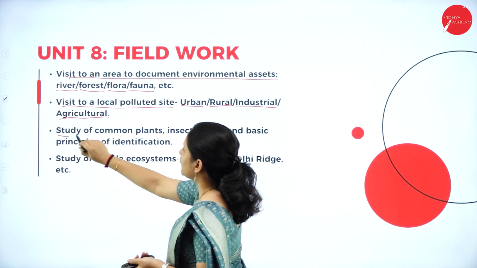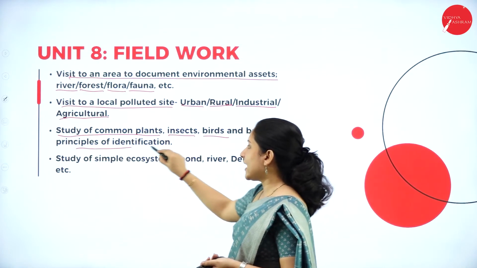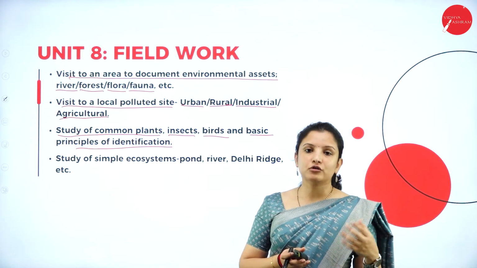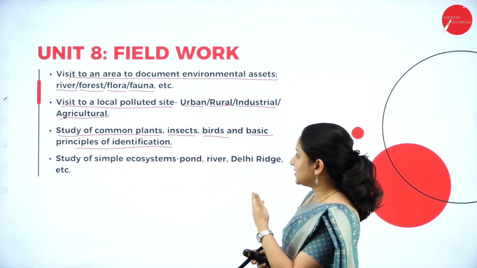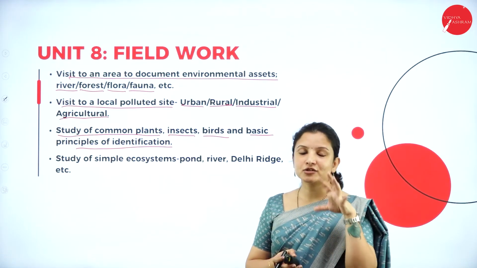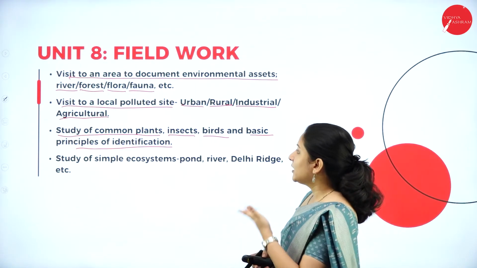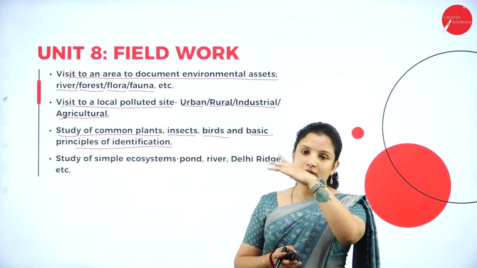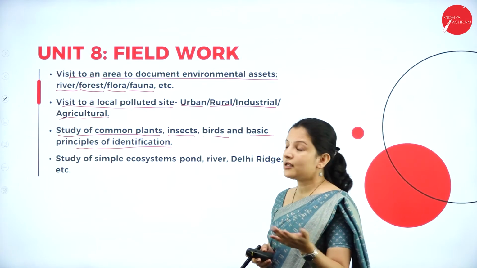And next is studying the common plants, insects, birds, and the basic principles of their identification. There are various taxonomy rules that you have to follow to identify all these, and based on the taxonomy, how you can identify these plants and insects. Birds, for example, you can identify based on the way they chirp, based on the sound that they produce. And insects also based on the structure of the wings, the coloration of the wings, the number of wings. So there are various factors by which you can identify them.